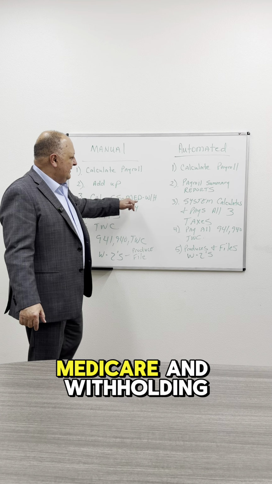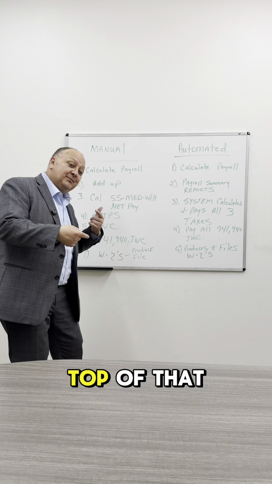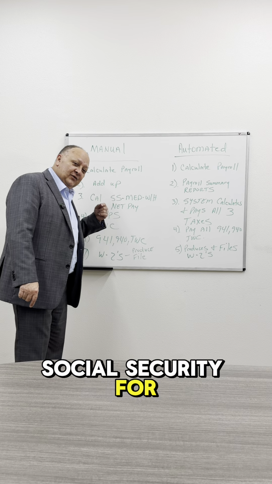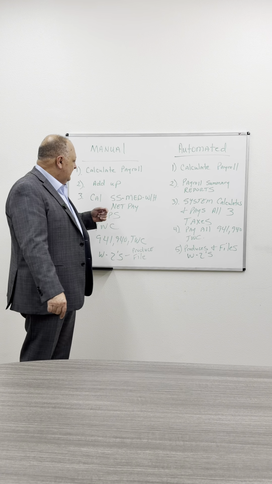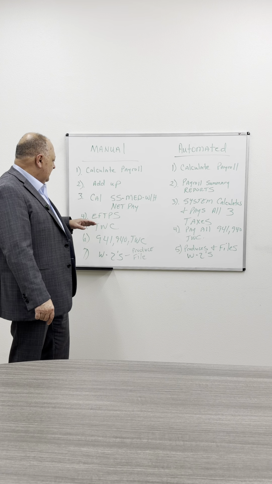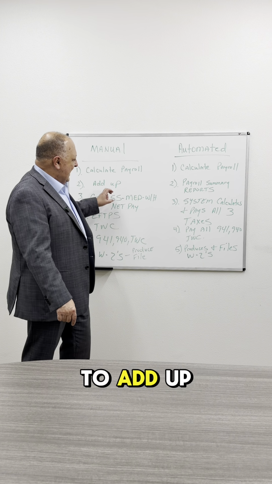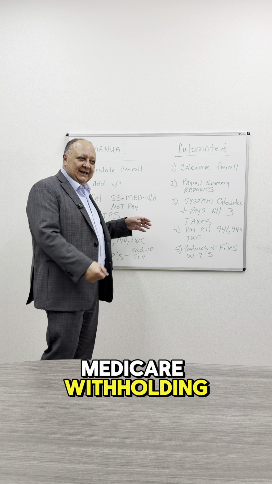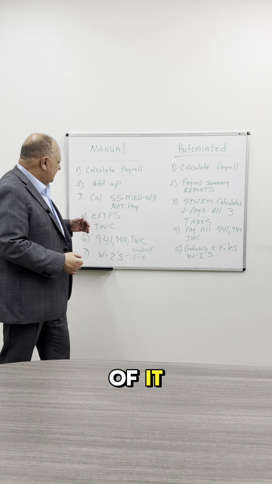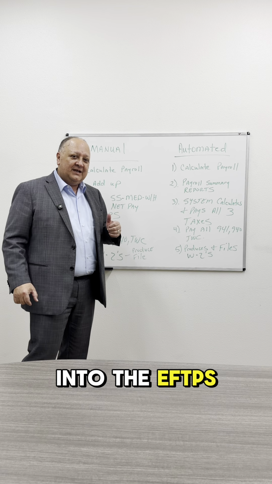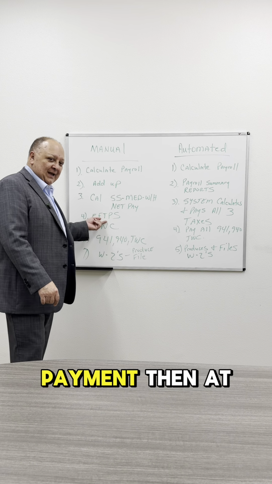Then we have the calculation itself. We have Social Security, Medicare, and withholding. But on top of that, you're going to have Social Security for the company and Medicare for the company. And then you've got to calculate the net pay. Then once you do that, you have to add up the Social Security, Medicare, withholding, and the two company portions. And then you have to go into the EFTPS website and make the payment.